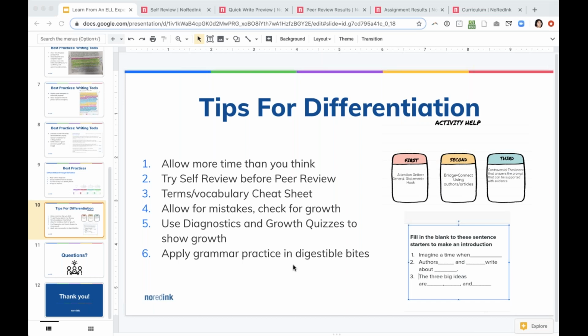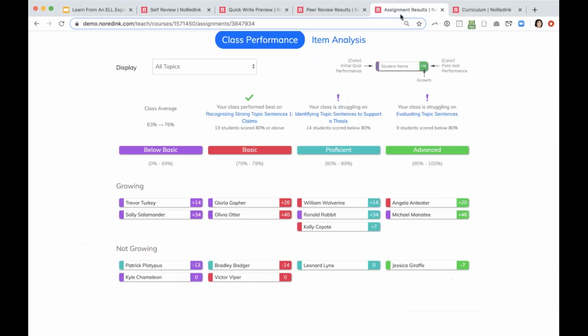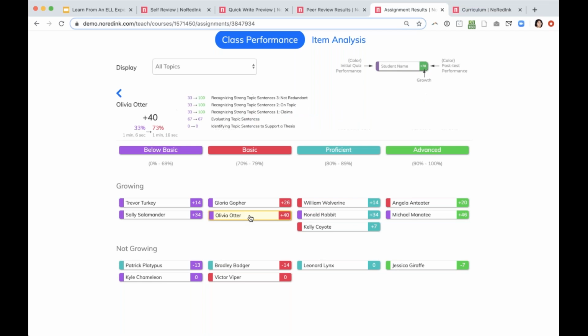Just like we were talking about with the diagnostic tool, of course you want them to be in advanced, but that's not realistic. But to see that Olivia Otter went up 40 points, that's grit. So you might even give an award in your class for grit, for working hard, for making jumps. Just because you're not advanced, that doesn't mean you're not growing.